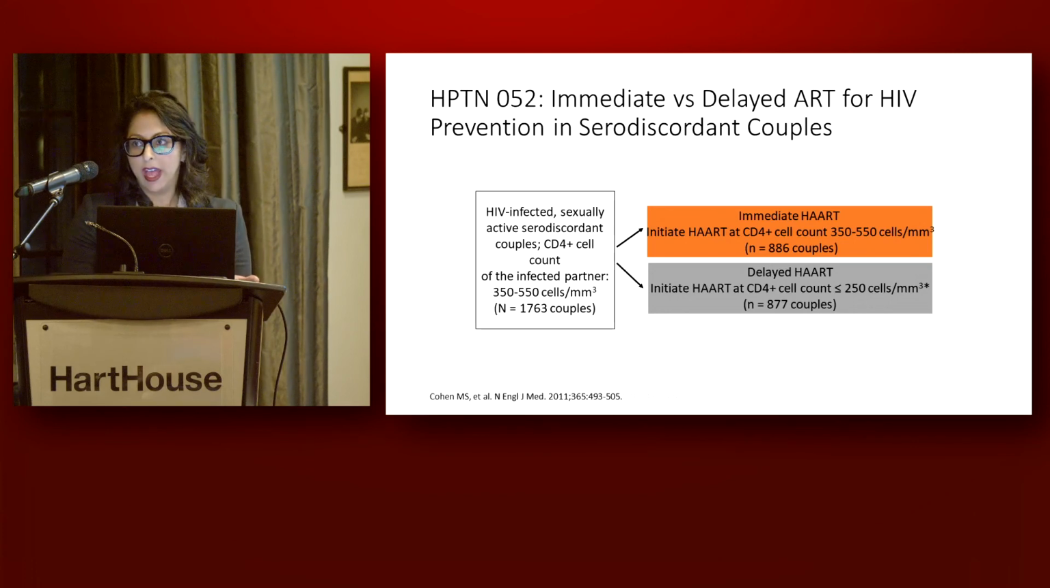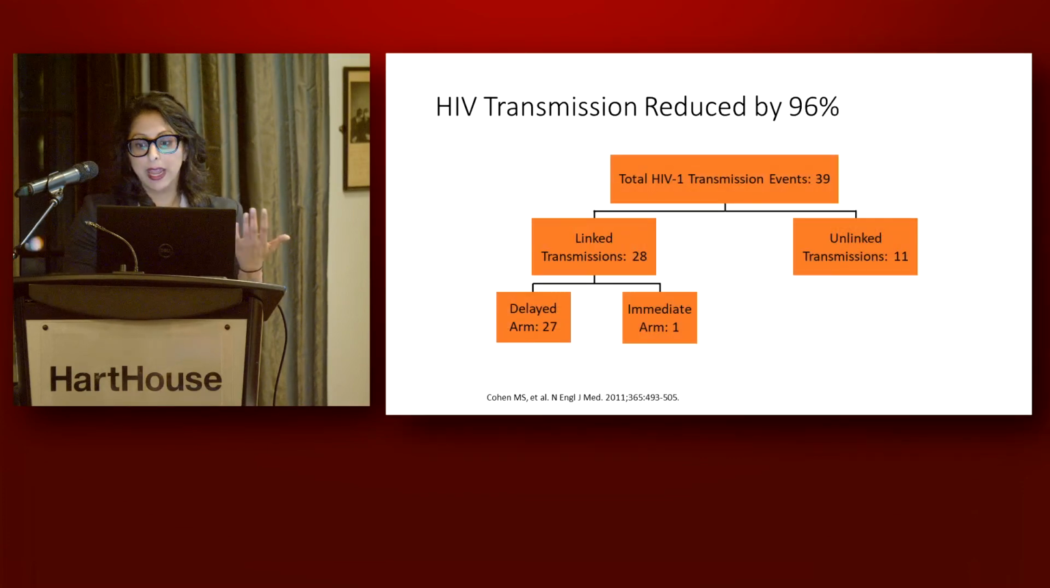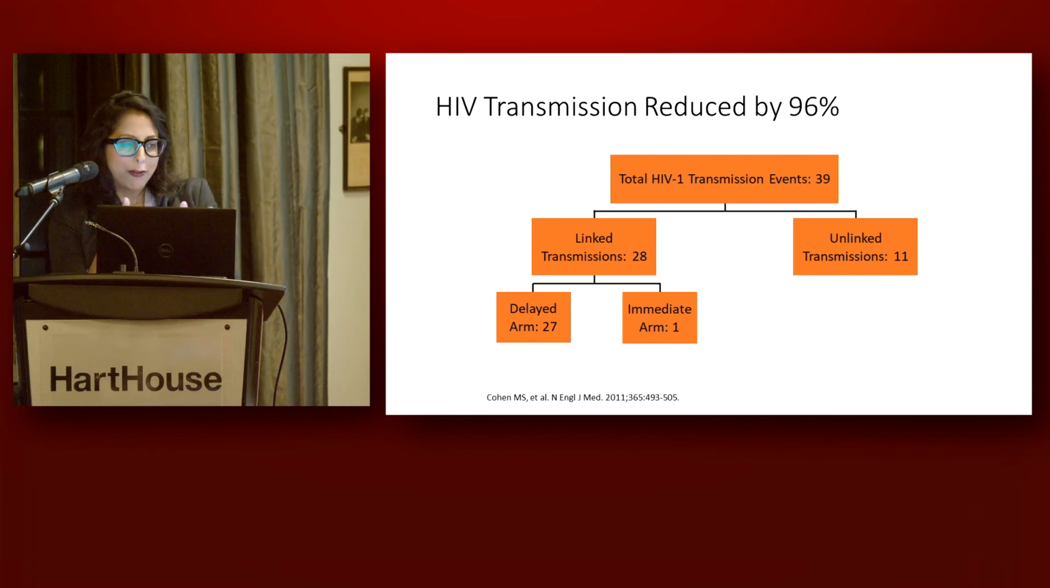And what they were really looking at was virologically linked transmission. So did starting early rather than waiting to start lead to any differences in HIV transmission? And it did. Transmission was reduced by 96%. There were 2 linked transmissions in total after starting antiretroviral therapy. One of those was in the immediate arm and one was in the delayed arm. In both of those situations, they likely occurred either right before antiretroviral therapy was started or right after it was started and before it could sufficiently suppress the virus. So this further supported the idea that probably once you're undetectable, you're untransmittable.